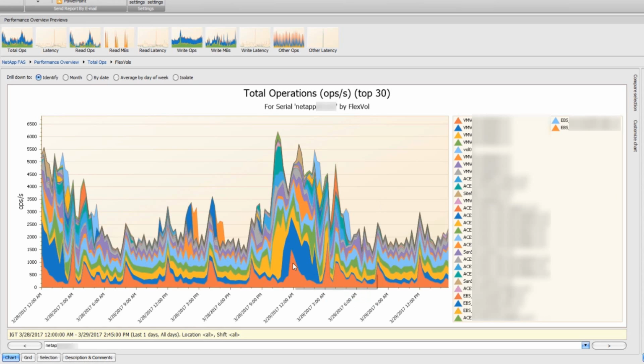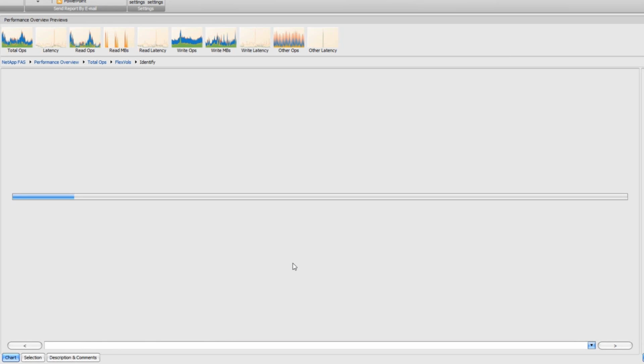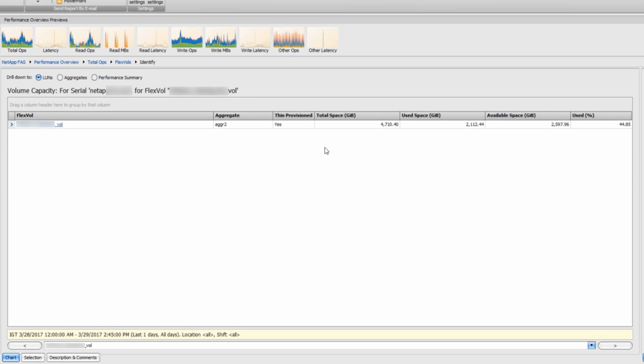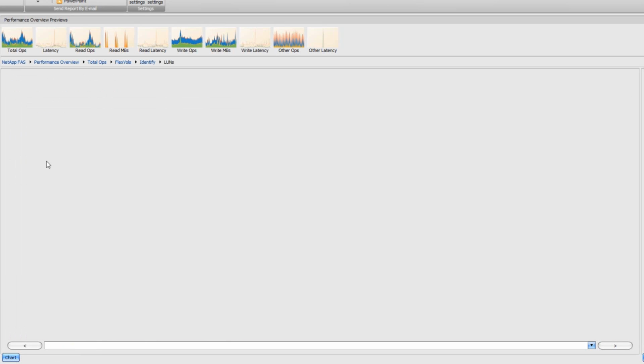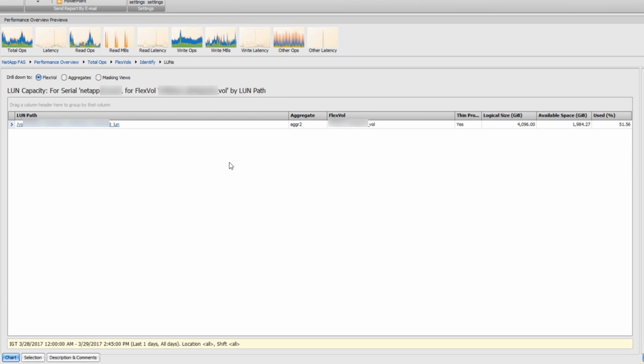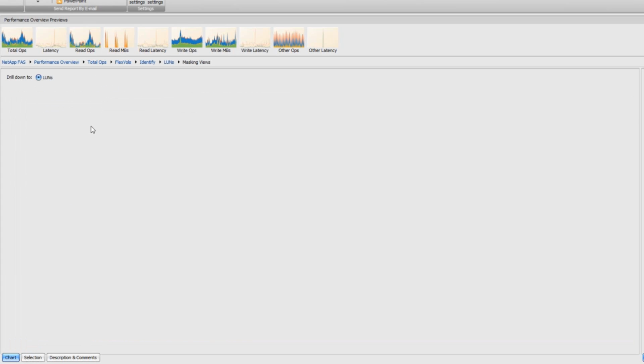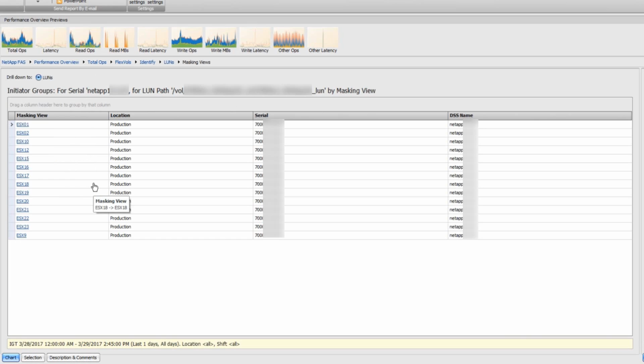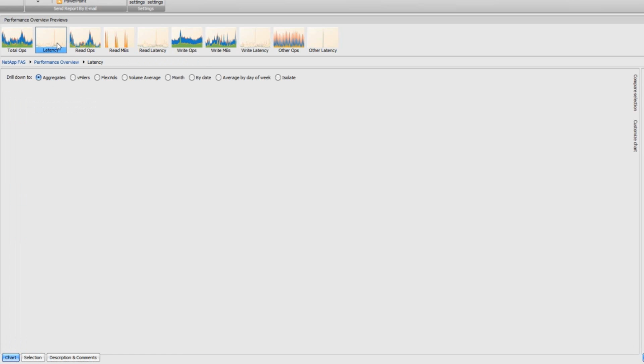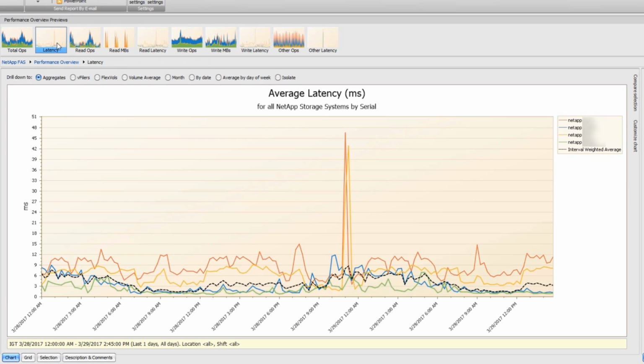And by clicking on it, we can find out more information about that FlexVol, how much space it's using. We could even drill down into the LUNs that it's associated with. We could see the masking views that are associated with that FlexVol. So it gives you very detailed information very quickly, who's using what, who's driving the workload. And we can do this for latency, read operations, read megabytes, read latency, write operations, write megabytes, throughput, write latency, other operations, and any kind of other latency that might exist.